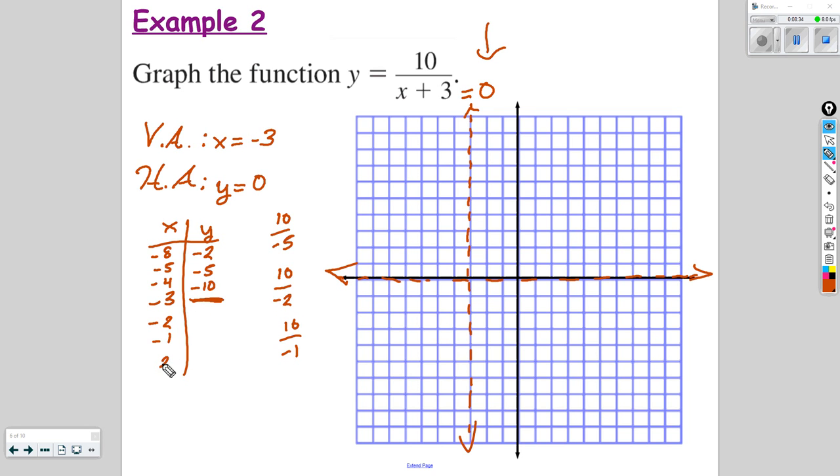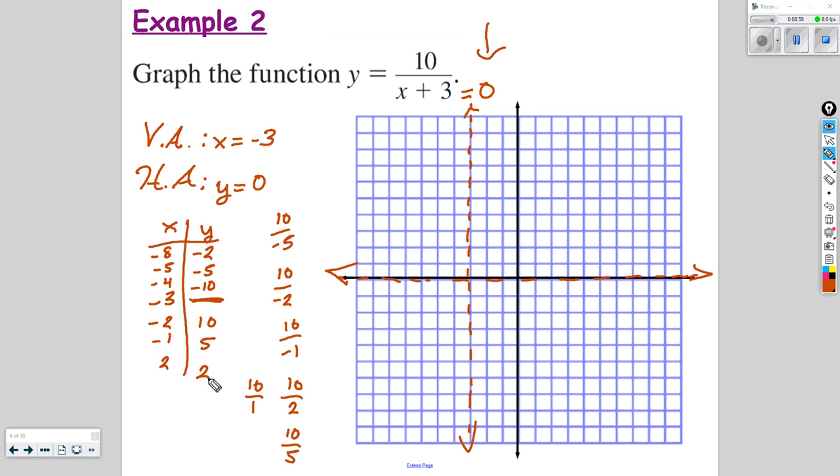All right, now moving on to the other side of the asymptote. If we plug in -2, -2 plus 3 is 1, so we would just have 10 over 1, or just 10. If we plug in -1, we would have 2 in the denominator. That'd be 10 over 2, or 5. And then if we plug in 2, we'd have 5 in the denominator, 10 over 5, which is 2.